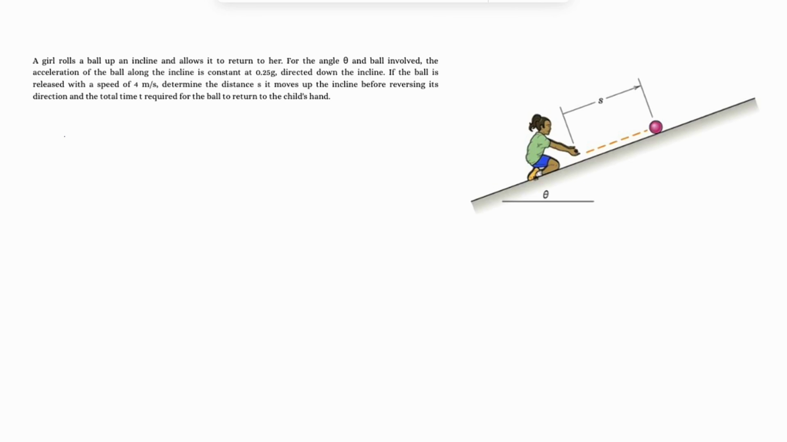So this girl rolls a ball up an incline and allows it to return to her. For the angle theta and the ball that is involved in this incline, the acceleration of the ball along the incline is constant. So we have the acceleration 0.25 g. And we know g is the acceleration of gravity, and since the units in this question are SI units, it's 9.81 meters per square second. So that's it for the acceleration, and the ball is released with a speed of 4 meters per second.